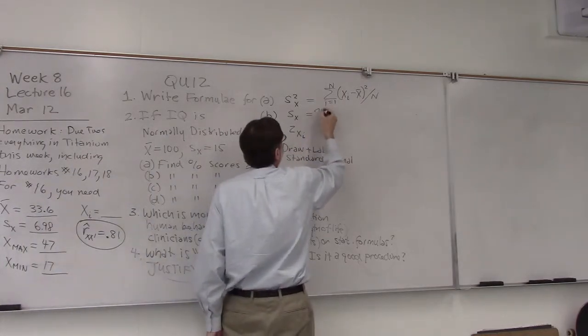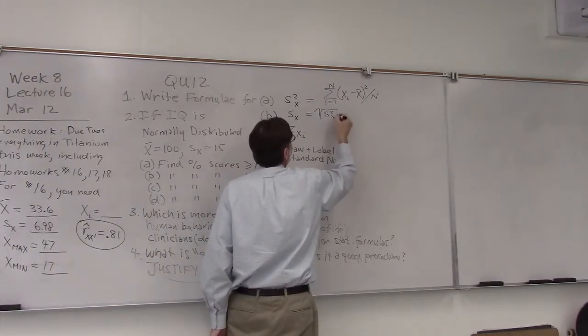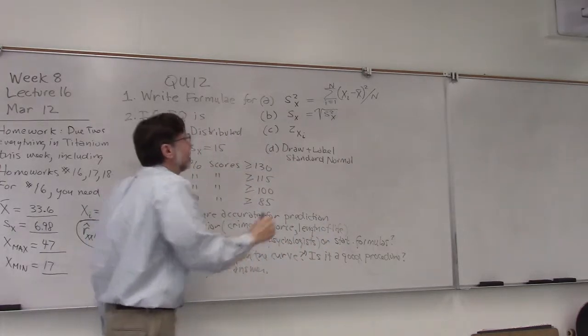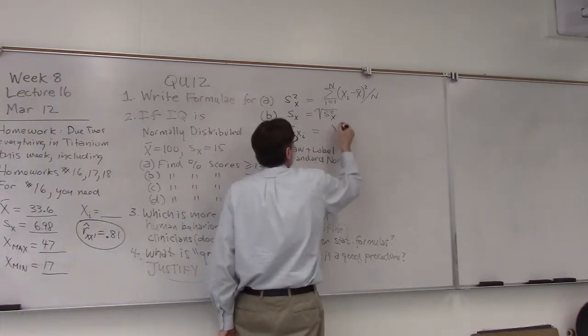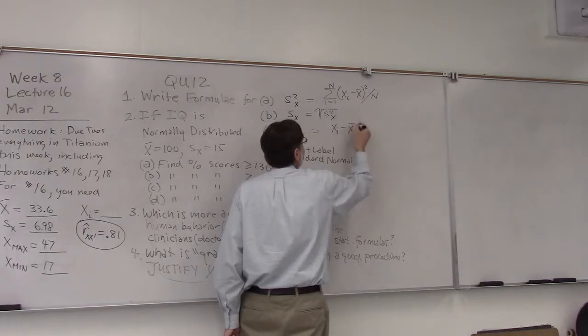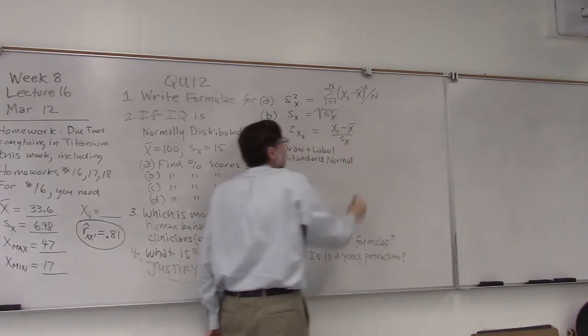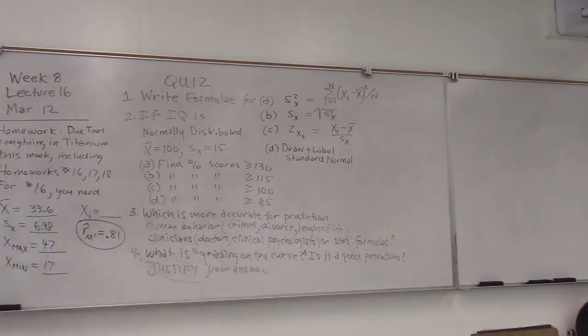The square root of the variance is the standard deviation, and the standard score of x is x sub i minus x bar, divided by s of x. We're certainly going to need that today for the next problem and for what's coming up next.